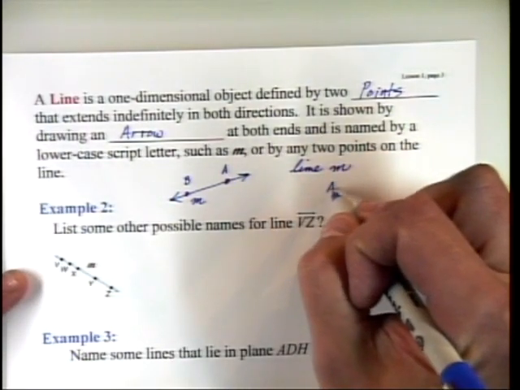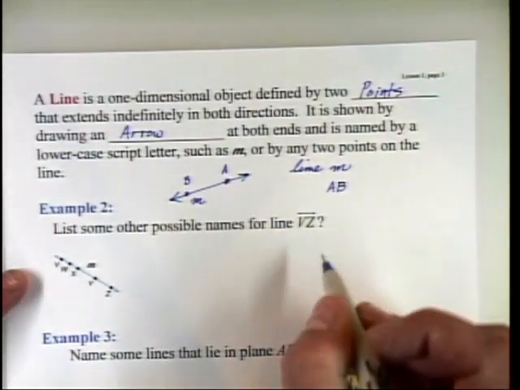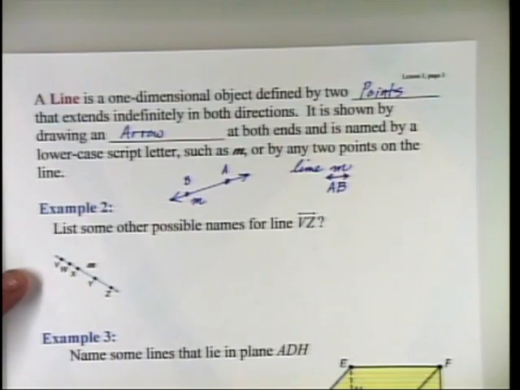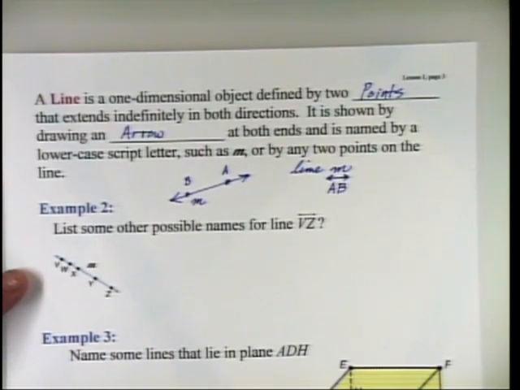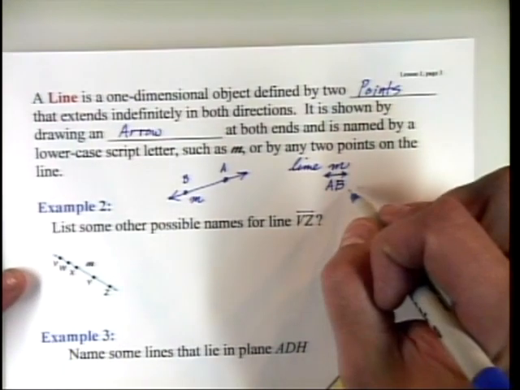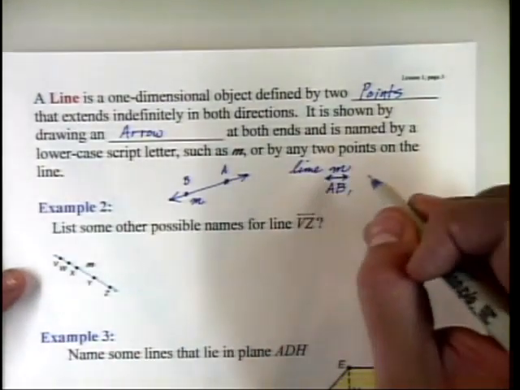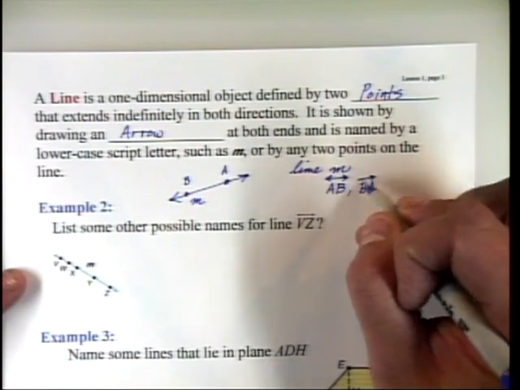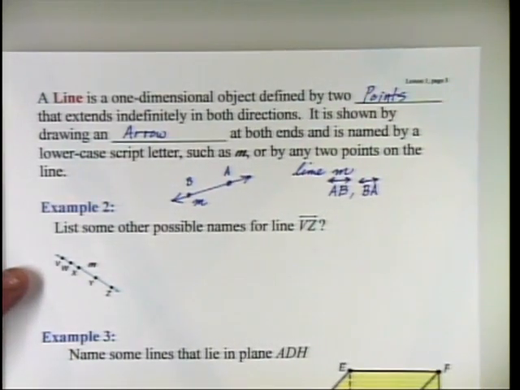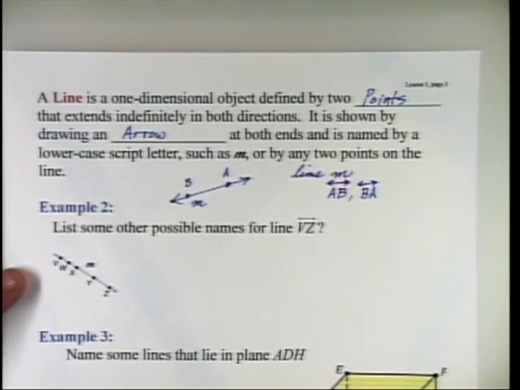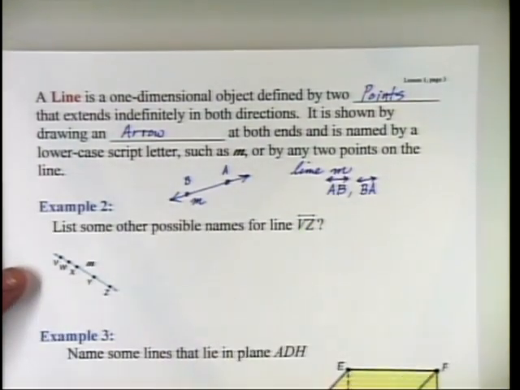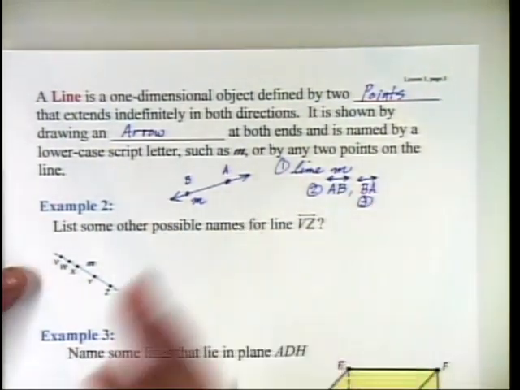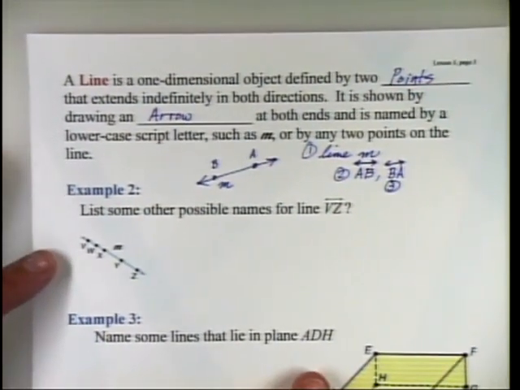I can call it line AB, and we have to draw basically the symbol for the line, which is the double-headed arrow, above the AB to denote the line. Now, because it goes on to infinity in both directions, the order of the lettering doesn't matter. We can equivalently call that line BA. As long as we put the double-headed arrow, we're talking about the exact same line. Okay? So there's 3 different representations, 1, 2, 3, of the exact same thing. In this case, the line.